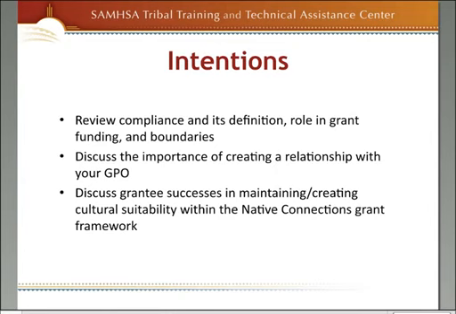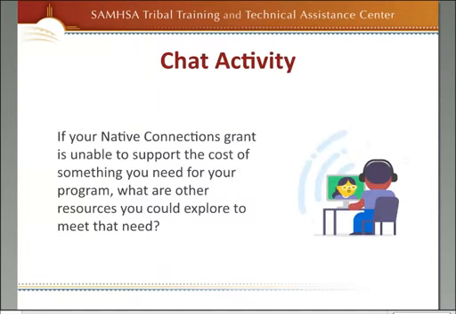All right, our intentions are to review compliance and its definition, role in grant funding, and boundaries, discuss the importance of creating a relationship with the GPO, and discuss grantee successes in maintaining and creating cultural suitability within the Native Connections grant framework. At this time, I'm going to pass it over to Michelle to kick us off and get started.